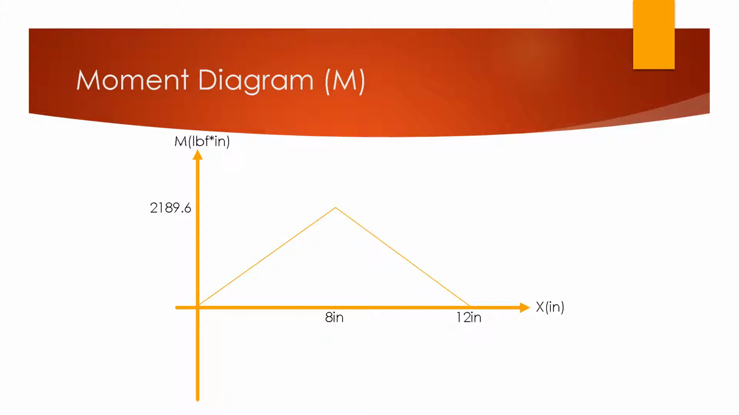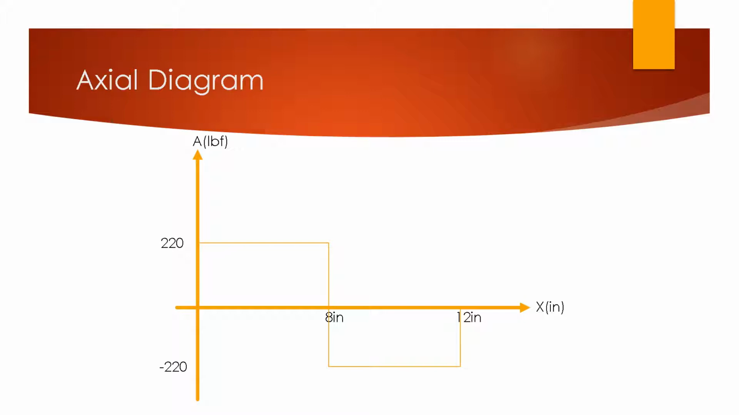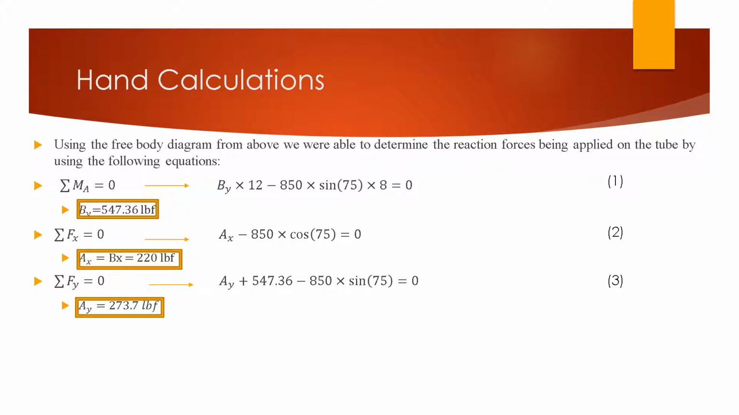Given our moment diagram, you can see a peak at 2189.6 at 8 inches, and it descends linearly until 12 inches. As for our axial diagram, it shows reaction forces in the x direction, which are equal and opposite at 220 pounds force.